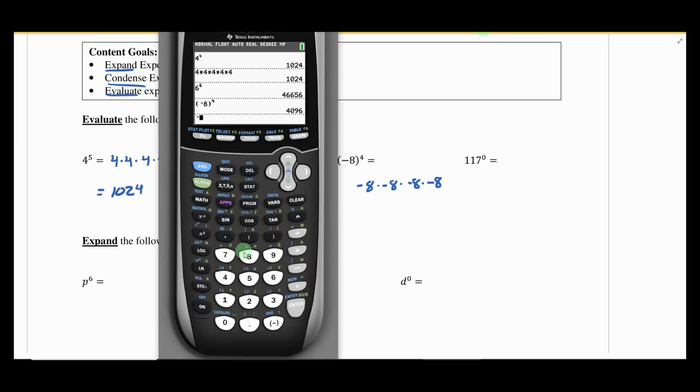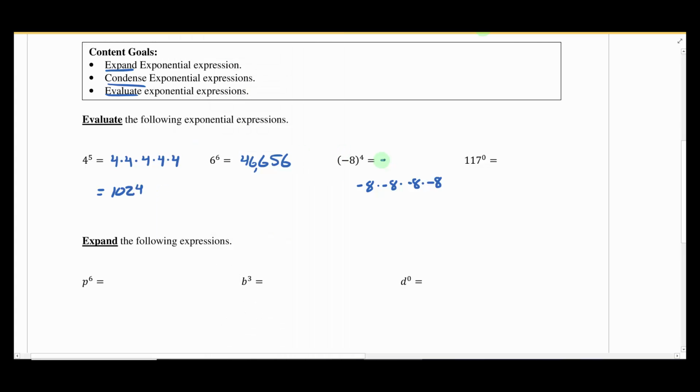Now watch what happens if I don't put it in parentheses and I do the same thing. If I just do negative 8 to the 4th like that, notice that it's putting a negative in front of it. That would be incorrect, guys. So make sure the parentheses go around the negative number when you raise it to a power. Okay, so we got negative 4096.